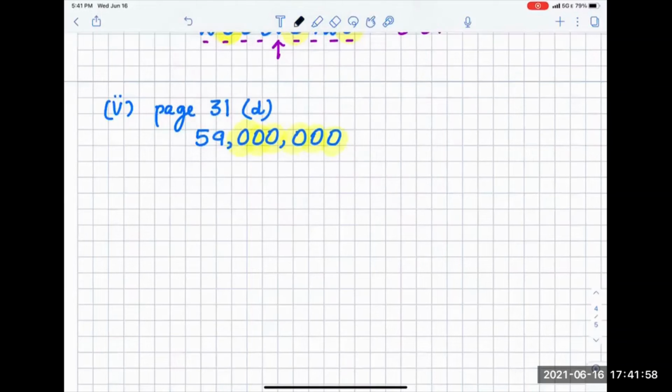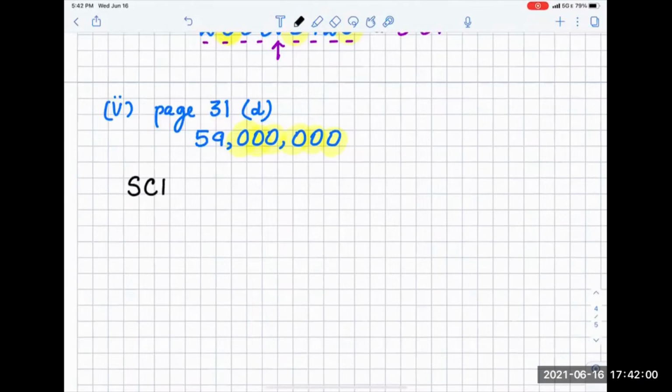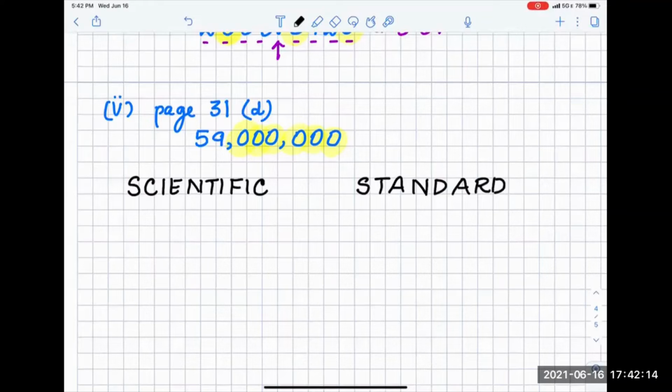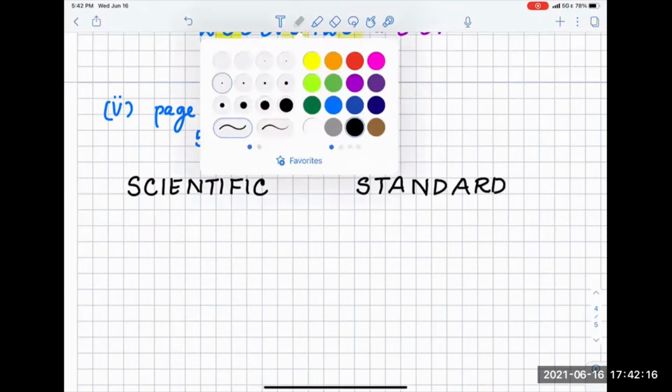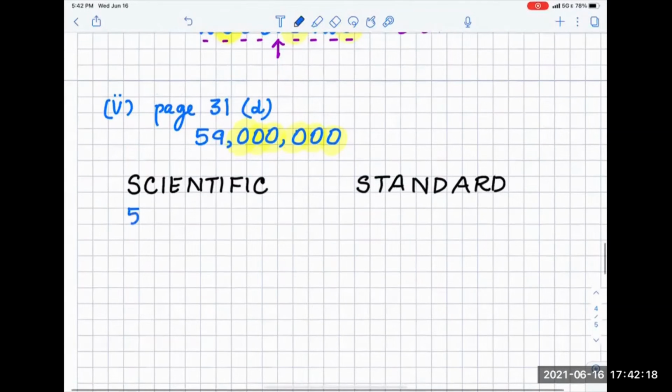So what is scientific notation and what is standard notation? The number on top is written in the standard form, and the same number can be written in the scientific form. How? Look at this, 59,000,000.